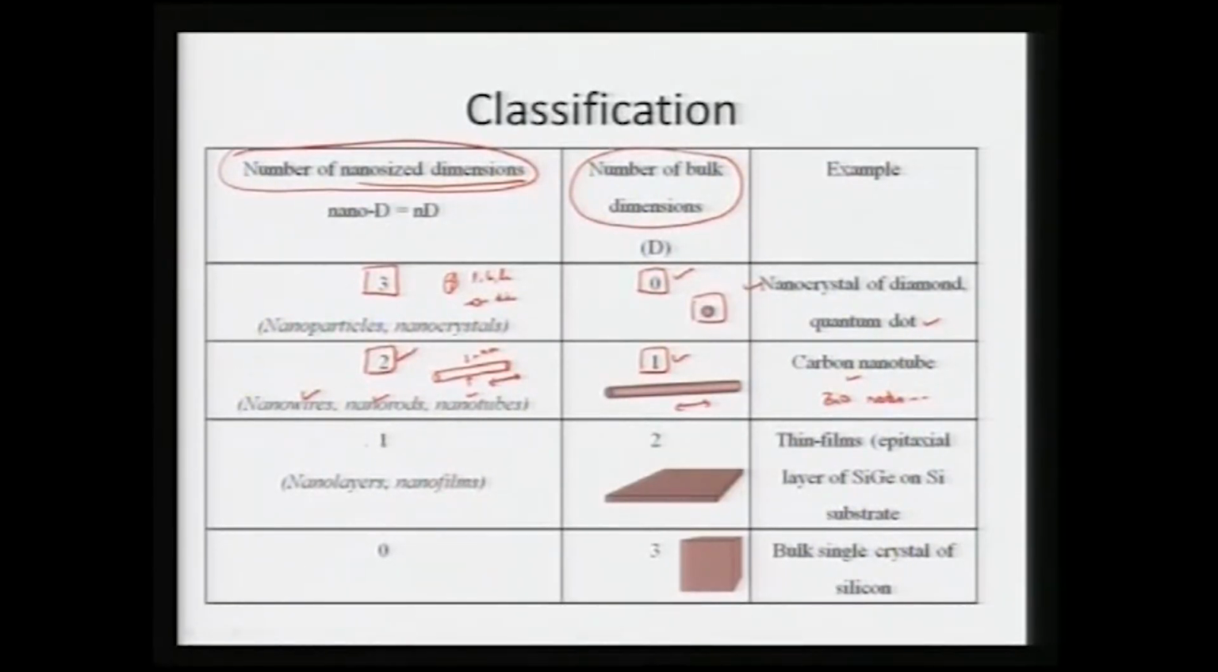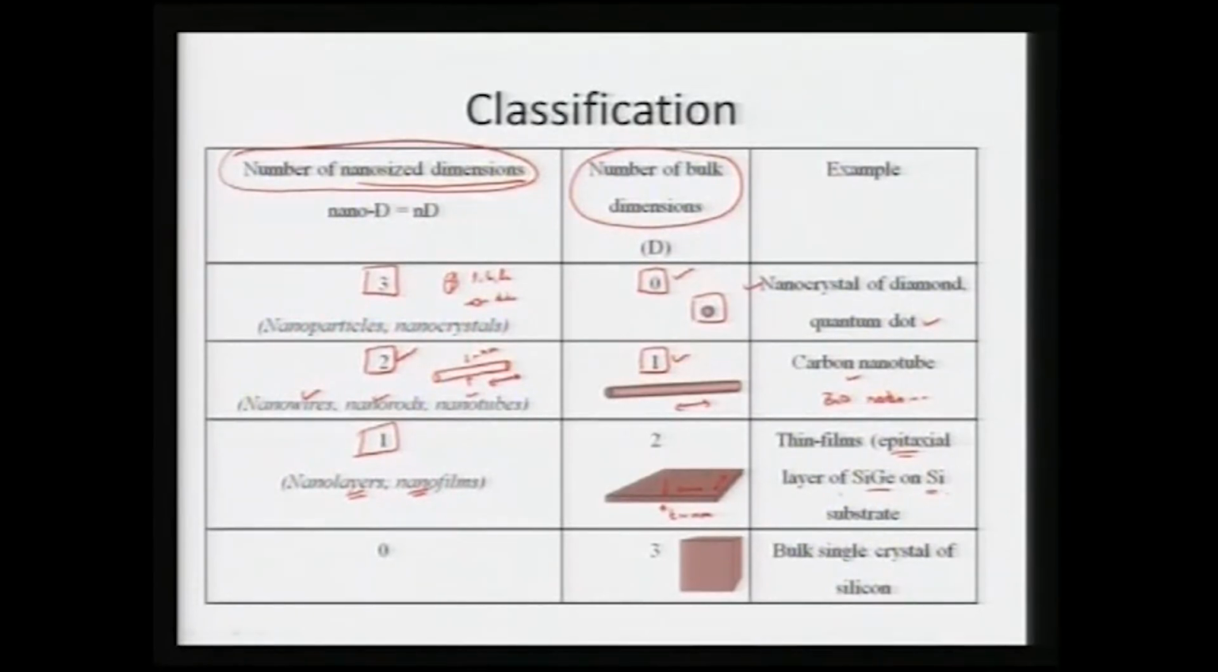Then we can have something called nano layers or nano films. In this case we only have the thickness, whereas the other 2 dimensions, the length and the width, both are much more than nanometer. It is only the thickness which is a dimension of a couple of nanometers. These form nano layers or nano films. Certain examples are epitaxial layer of, say, silicon germanium on silicon substrate.